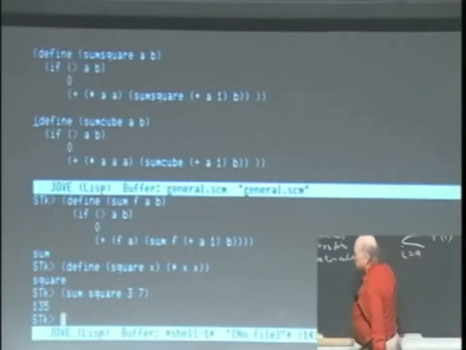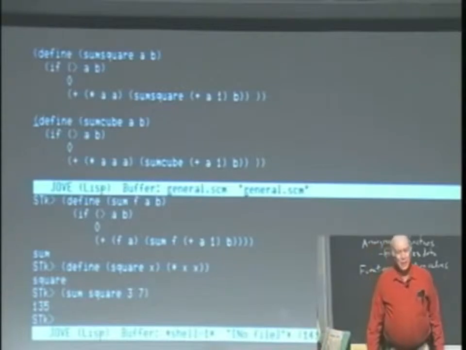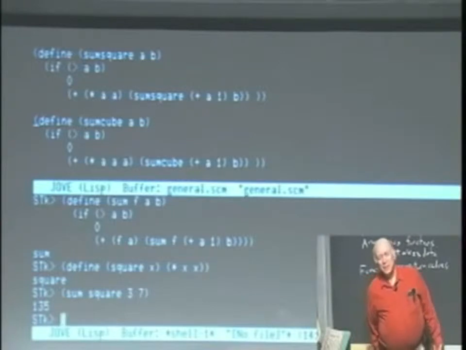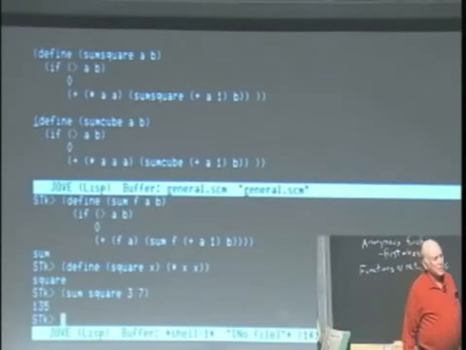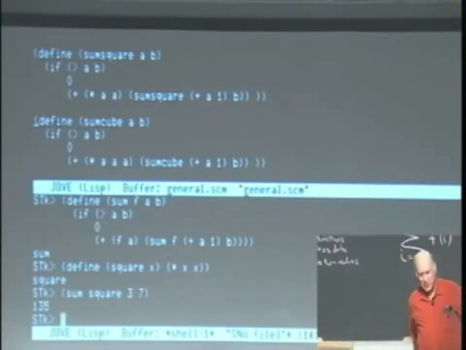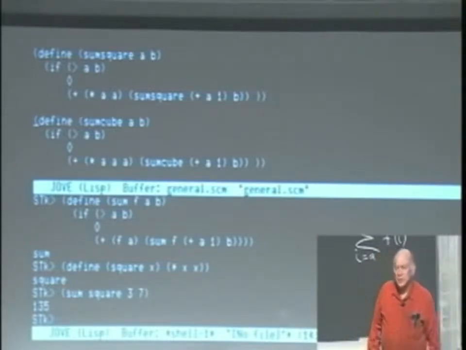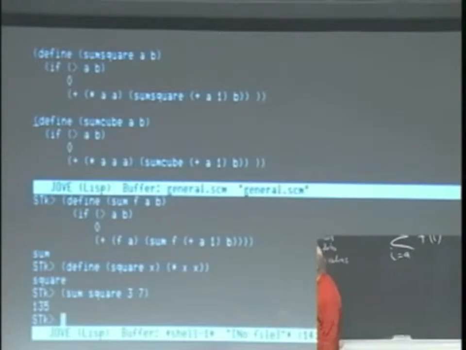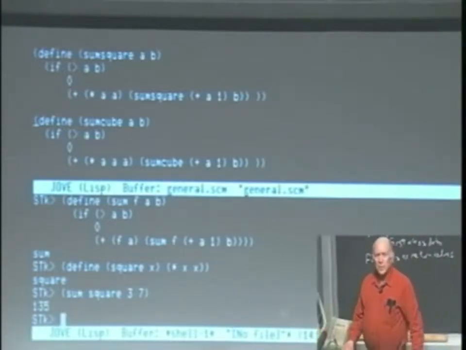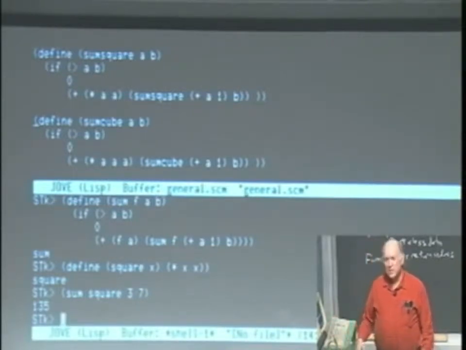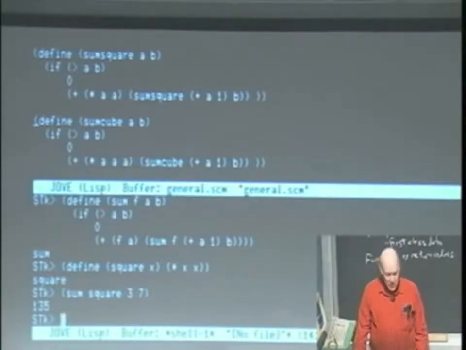Yeah, the question is about how the substitution model of evaluation works with functions. And you're right, that's a good point. It's a little hand-wavy. And the reason it's hand-wavy at this moment is that we don't know how to write down a function other than by writing down its name. So for now, you can think about it by saying, well, wherever it says f in the body of sum, imagine that it says square. So that would be square of a. And that actually does work, thinking in those terms. You get the right answer.